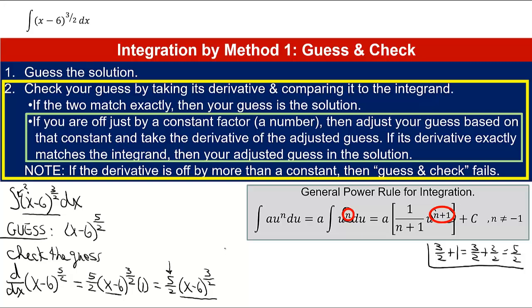Your adjusted guess will take into consideration what you are off by. You are off by a factor of 5/2. Generally speaking, you will adjust by the reciprocal of what you are off by, factor-wise. The reciprocal of 5/2 is 2/5. So my adjusted guess is going to be 2/5 of what I originally guessed, which was the quantity x minus 6 to the 5/2. And then I have to check that guess.